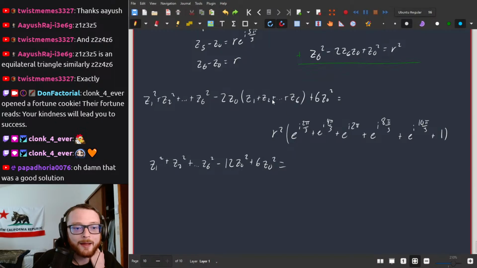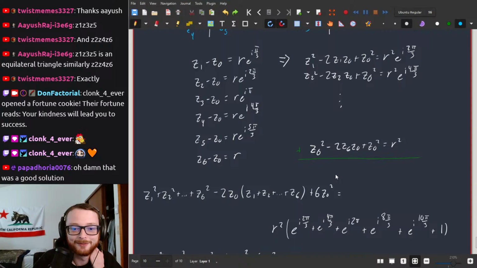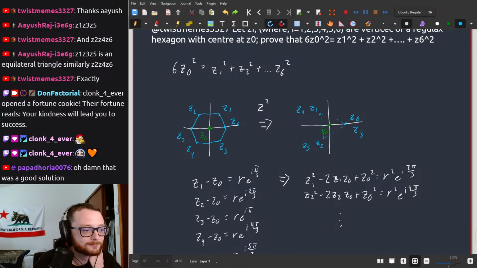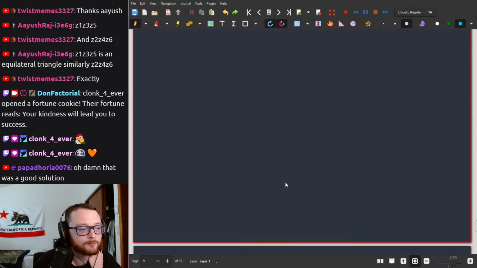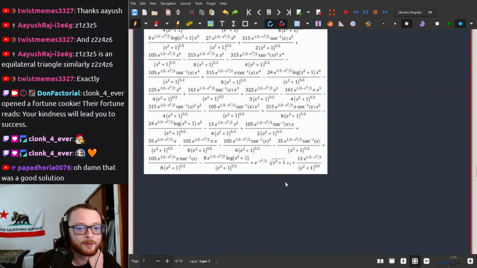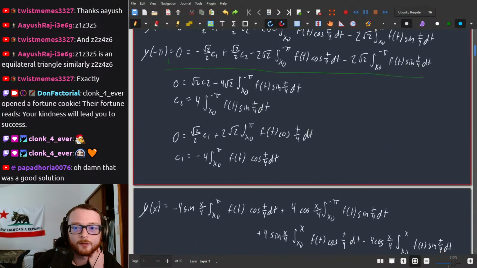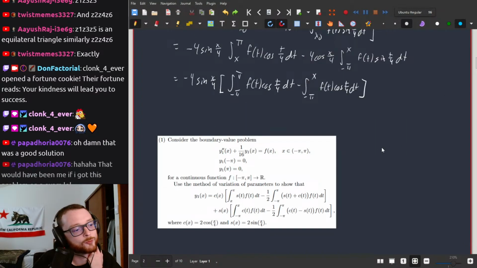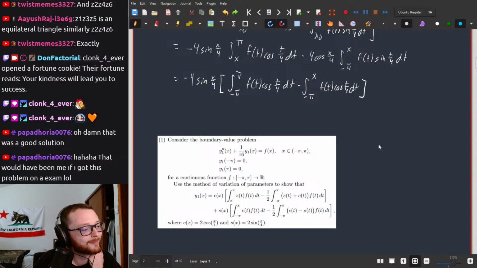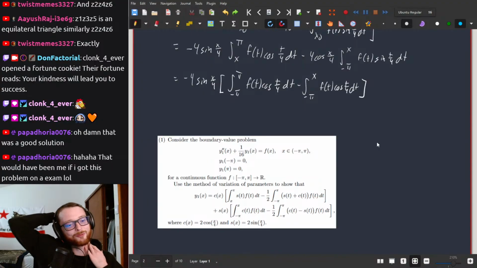And so I guess I was basically doing this down here just the tedious way. Okay, well, thanks for the question, Twist Memes. Unless there's another question, I'm gonna go back to working on this differential equation stuff. Yep, Papador, as soon as the drawing didn't seem to work out, I probably would have skipped it and come back to it.